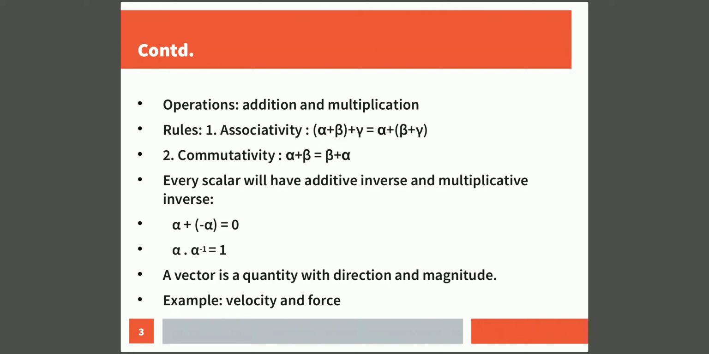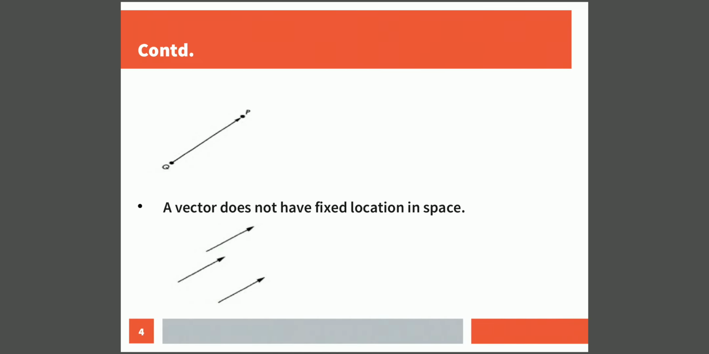In the same way, the third geometric object, the vector, can be defined as a quantity with direction and magnitude. Examples of vectors are velocity and force. Now, with respect to our geometric objects, a vector is nothing but a directed line segment. Here we have considered a line segment with 2 points Q and P. A line segment joining Q and P can be called a vector.